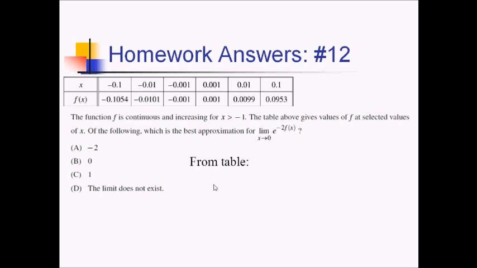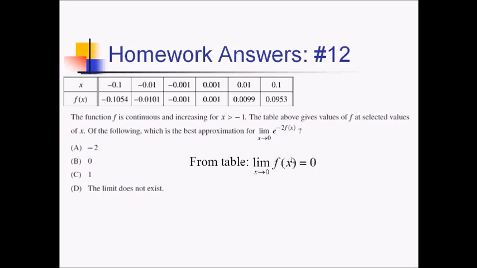For that, we're going to have to look at the table because we don't really have anything else to go on here. So for the table, we see that as we get closer and closer and closer to the x value 0, and from both directions this is happening, you'll notice the y values are also getting closer and closer to 0. So based off the table, we can say that the limit as x approaches 0 of f of x appears to be 0.